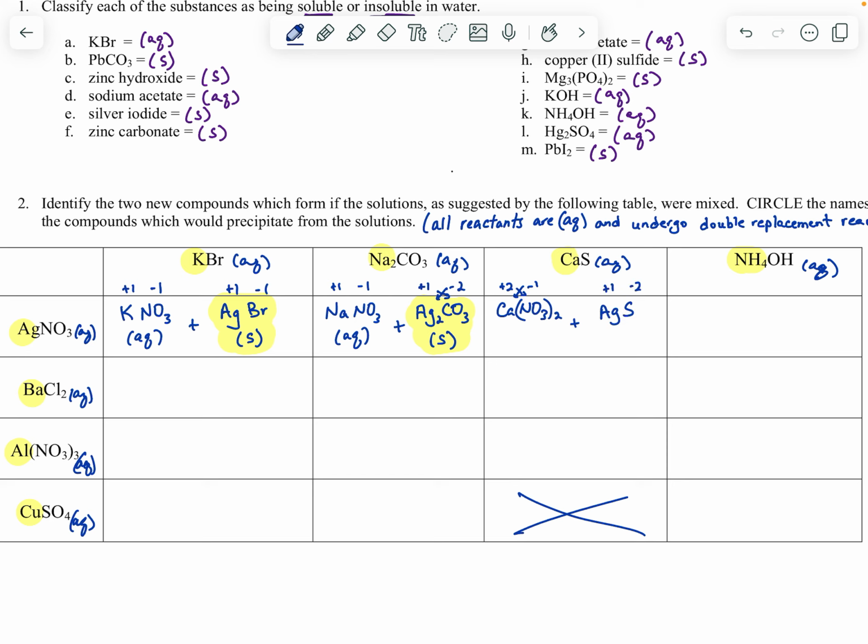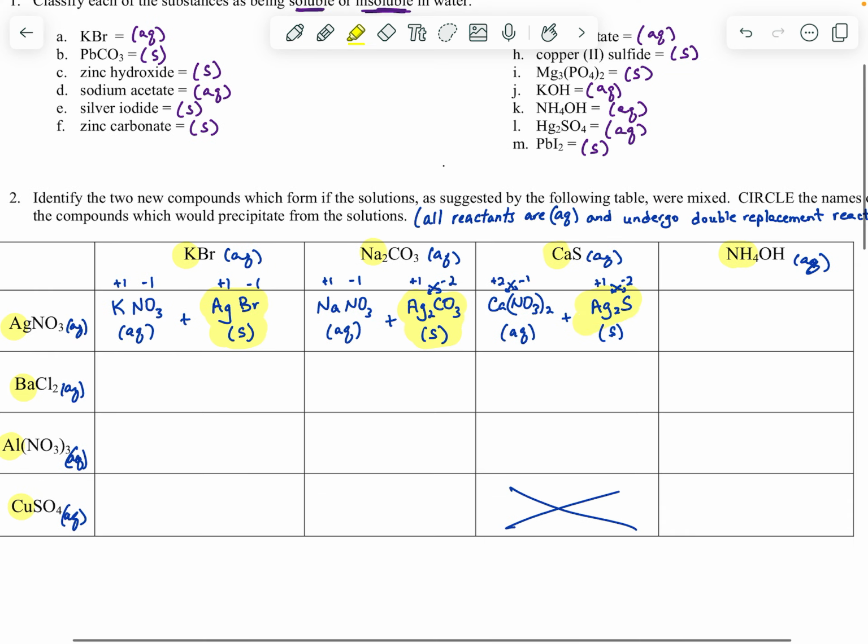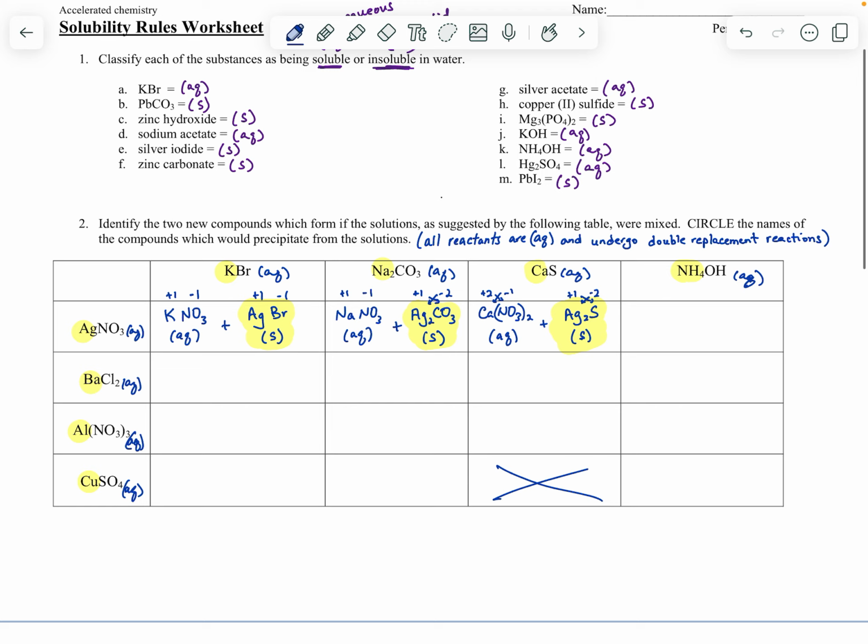Silver's +1, sulfur's -2. So I'm actually going to move that sulfide ion over a little bit, and then we're going to put a 2 here, where we would need a 2 for the 2 silver. According to our solubility rules, that product is aqueous, that product is solid, and so we yet again have another insoluble product. And the idea behind this is that this means that these reactions will happen, and I'll show you how it looks the other way in a little bit.